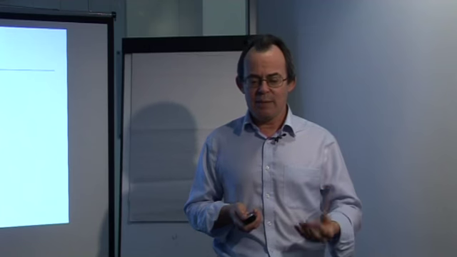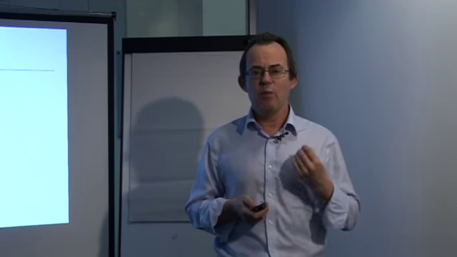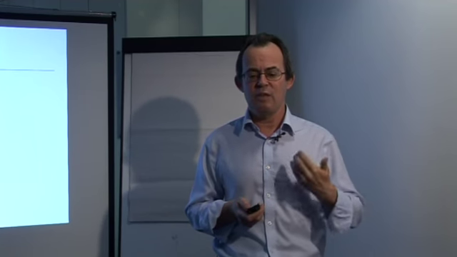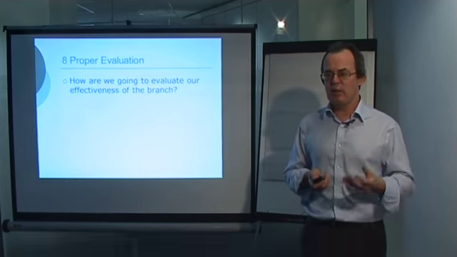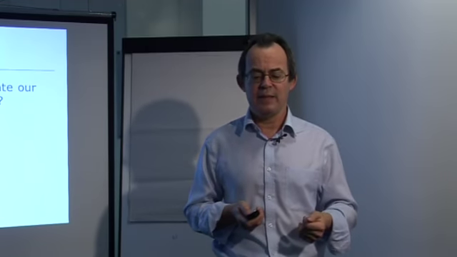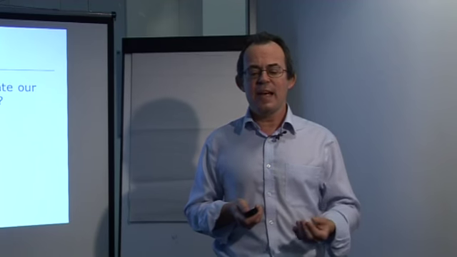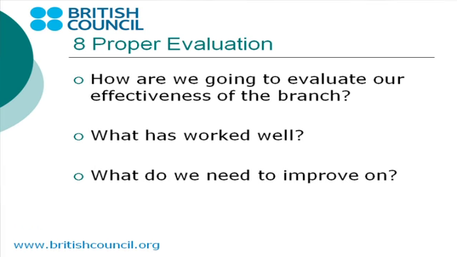Having established a teacher association branch, we need to be able to carry out a proper evaluation of our effectiveness. We need to know from an early stage how we're going to evaluate the effectiveness of the branch. And we will come back to this question a bit later. We need to be able to say what has worked well in a particular time and what we need to improve on.